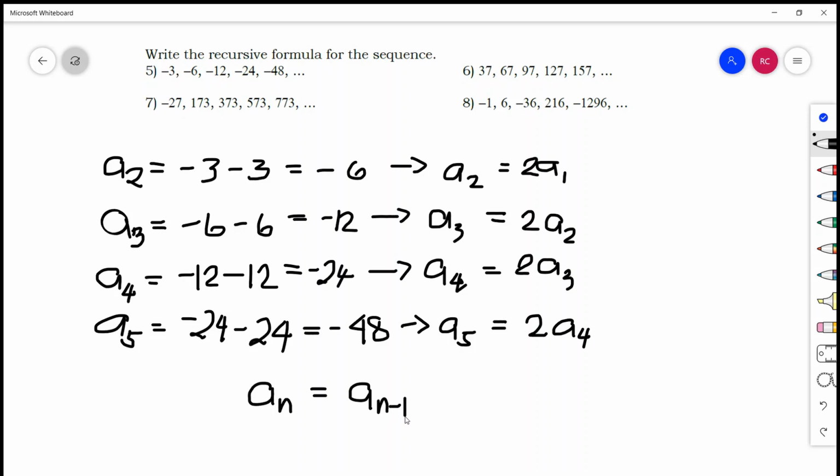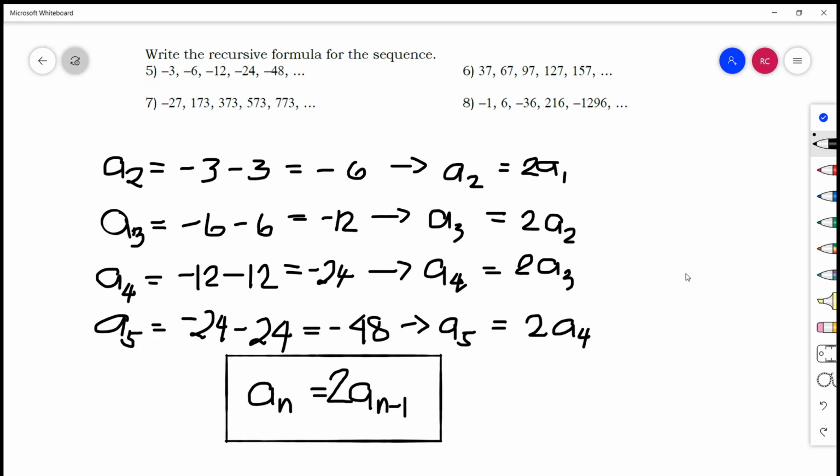minus 1. So n minus 1 is the preceding term of n. So ito yung term bago maging n. So this is the preceding term. Ano yung constant sa kanila? Ano yung common? 2. So lagyan na natin dito na 2. So this becomes our recursive formula for the sequence negative 3, negative 6, negative 12, negative 24, and negative 48.